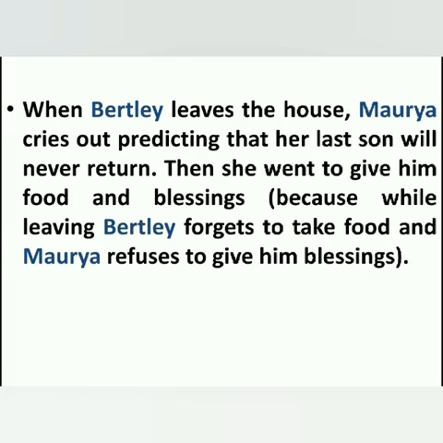So when Bartley leaves the house, Moria cries out because she was predicting that her last son will never return. Then she went to give him food and blessings because while leaving, Bartley forgot to take food and Moria also refused to give him blessings. That's why Kathleen told Moria to go to Bartley to offer or give him food and blessings.